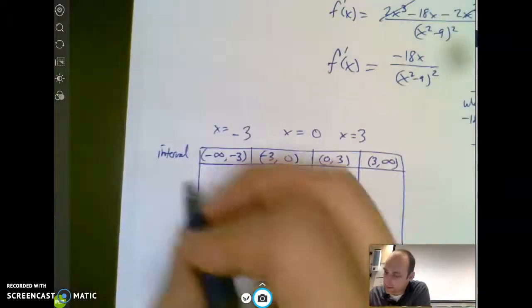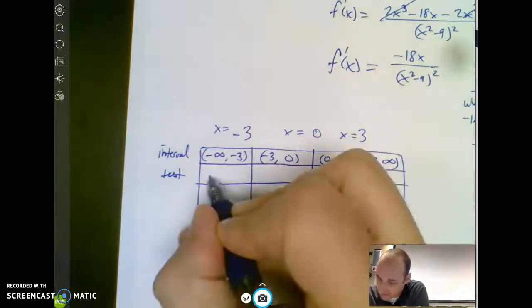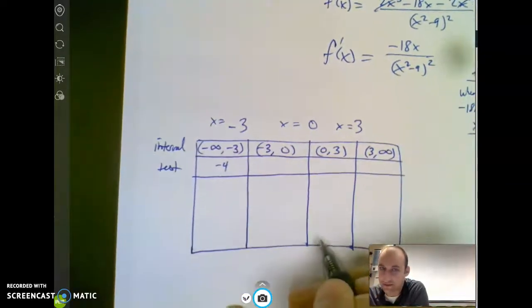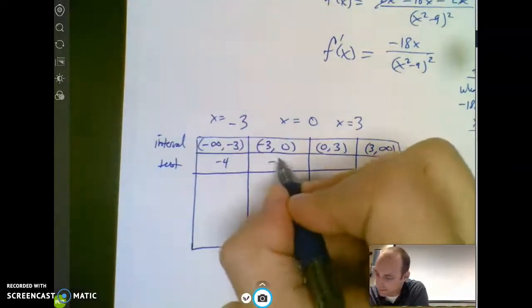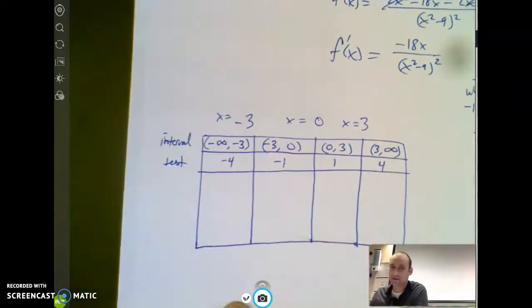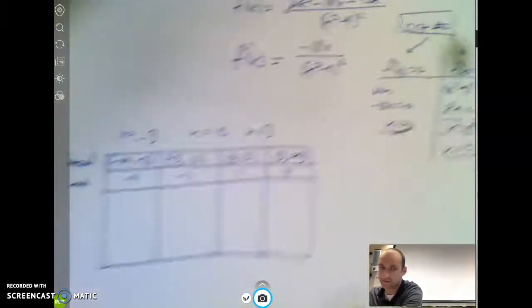And then we need to pick a test point, right? Let's pick any point on this interval, like negative 4. Why not pick the smallest number I can? How about on here, negative 1? Between 0 and 3 is a 1, and between 3 and infinity, I'll pick a 4. You're not allowed to pick the endpoints. We already know their derivatives come out to 0.